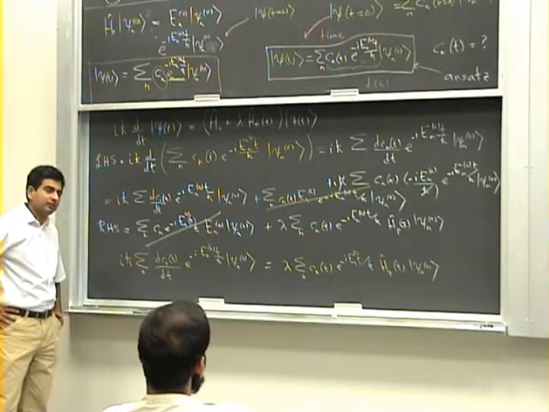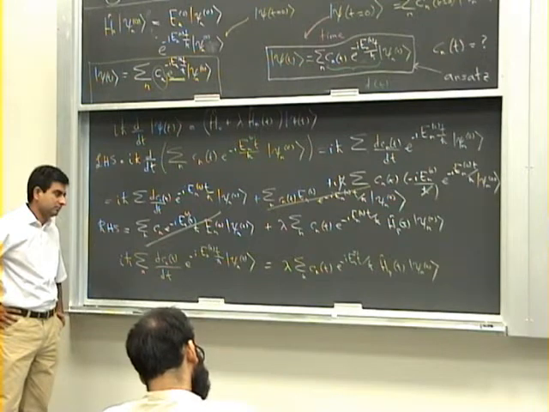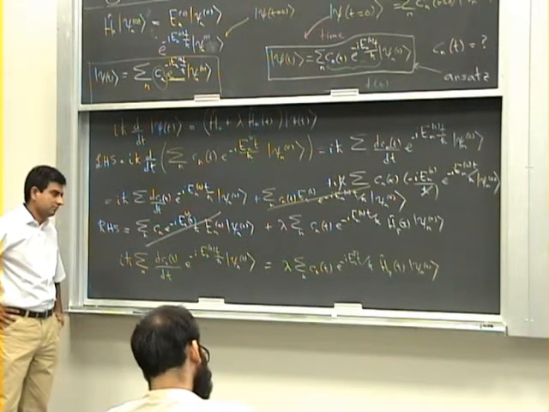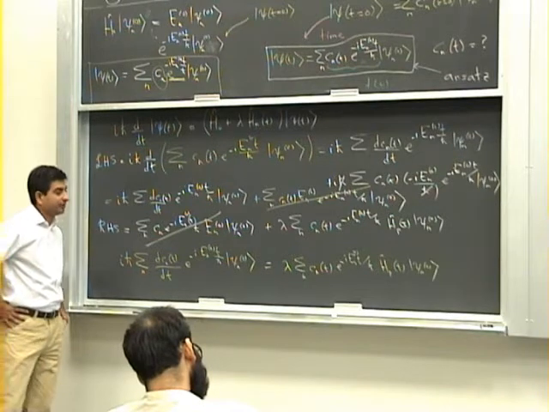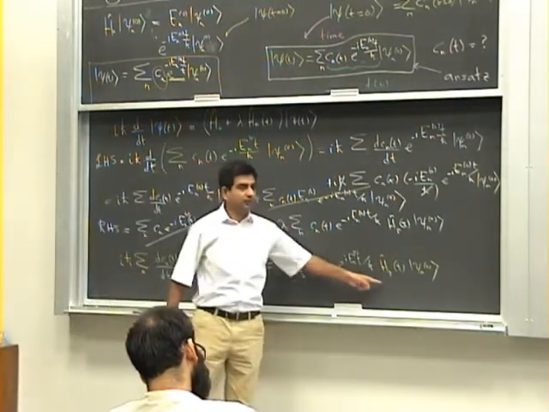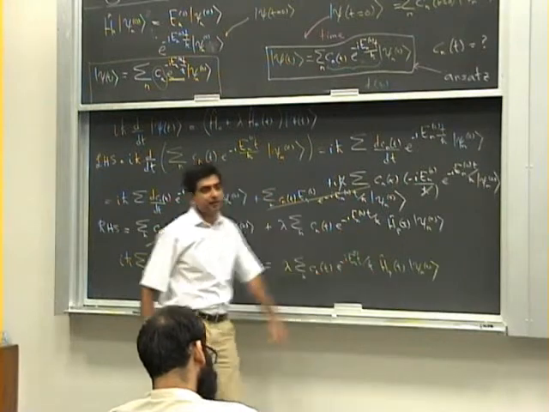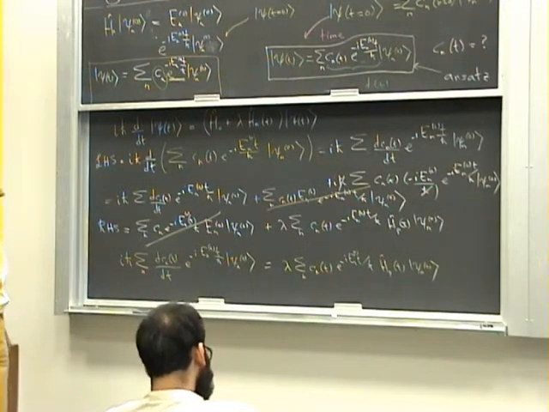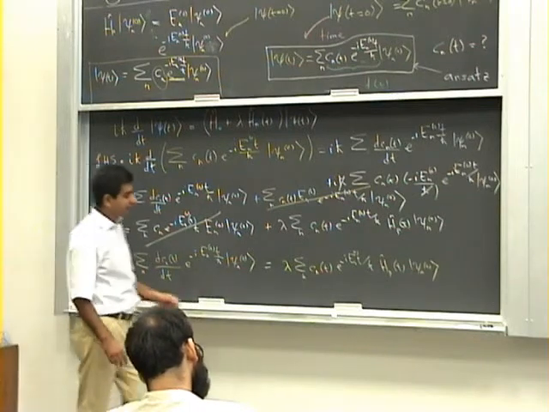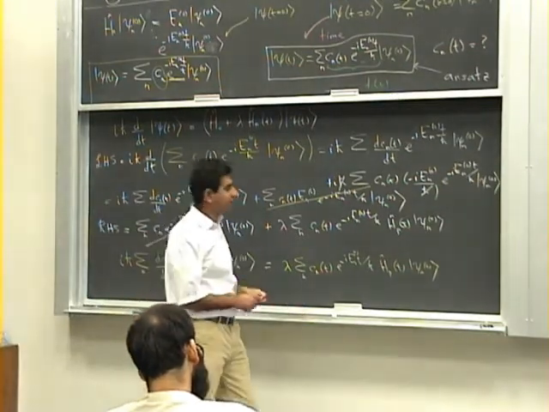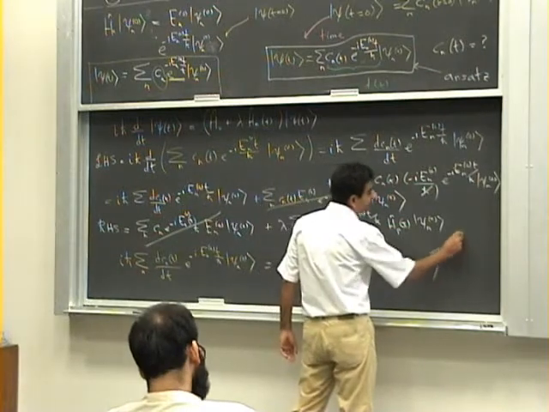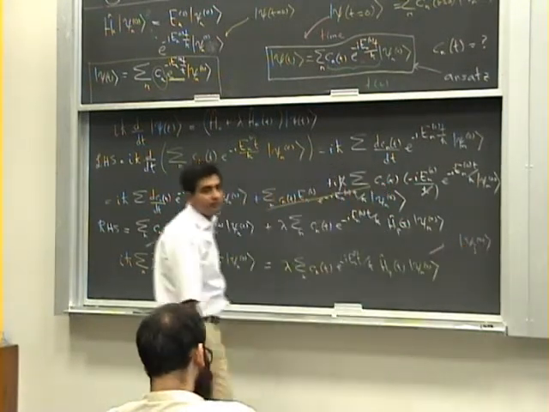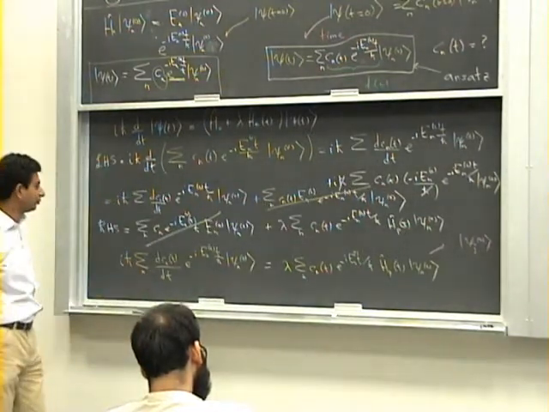So I can project this equation onto one of the eigenstates. Let's project this onto, say, psi j naught. That will help you pick up the coefficients.